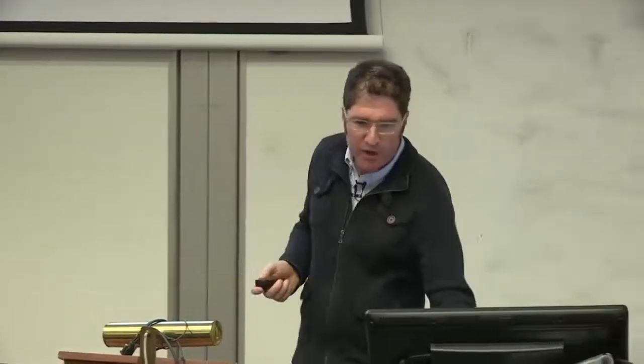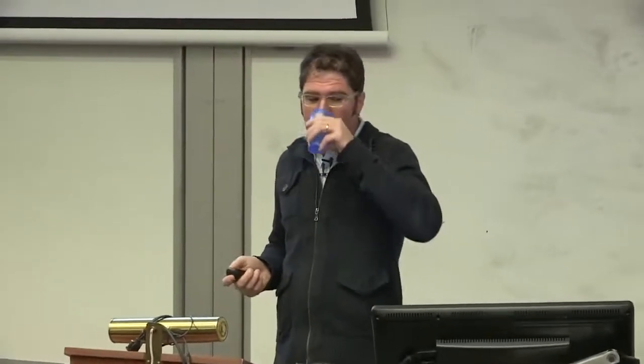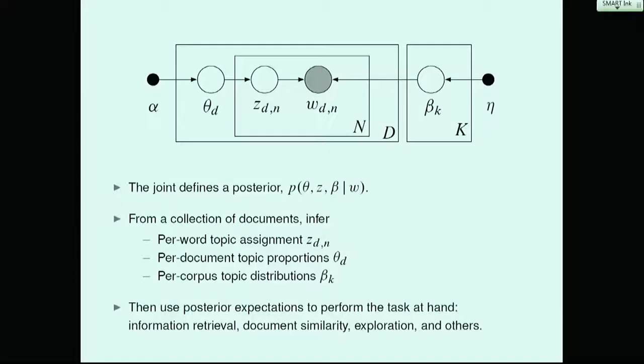Okay, so let's try to work with this graphical model. The joint distribution, I mentioned, defines a factorization of the joint distribution of this group of random variables. It defines a posterior, P of theta, Z, and beta given W, the probability distribution of all of this hidden structure given the documents themselves.